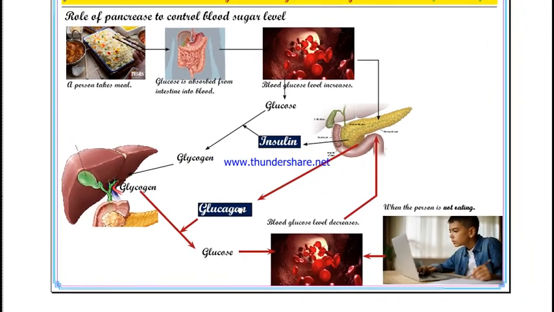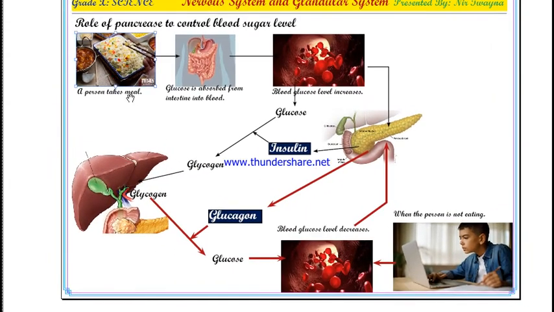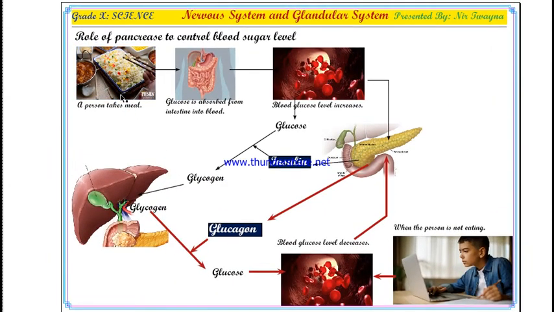Okay, see the first case. A person takes a meal. After the person takes the meal, the food is digested in the alimentary canal. Glucose is released from the meal. This glucose, which is present in the intestine, is absorbed into the blood. So blood glucose level rises.